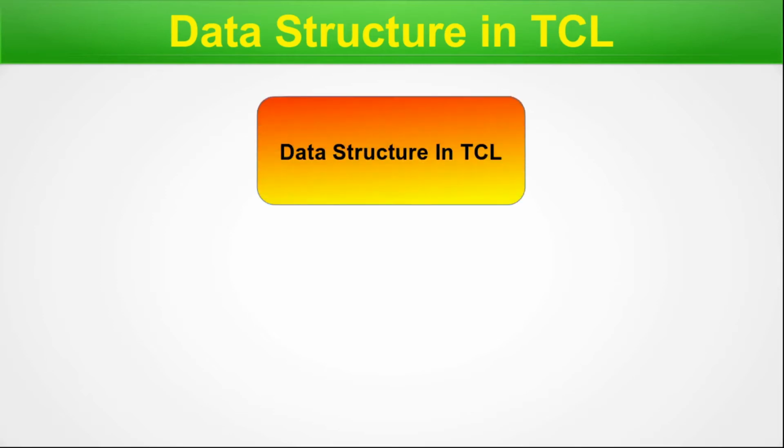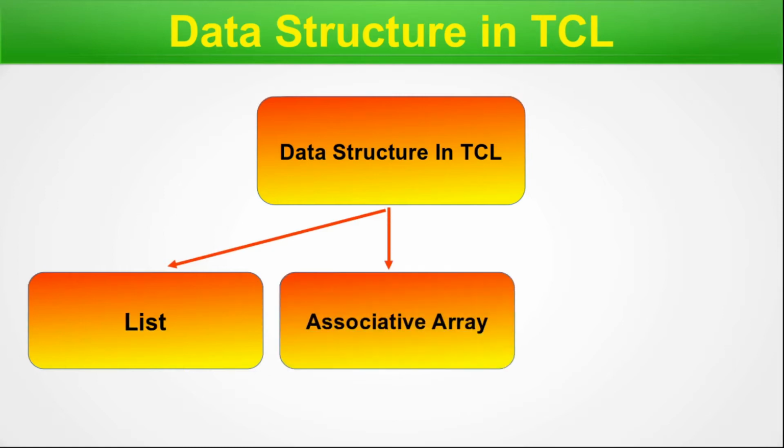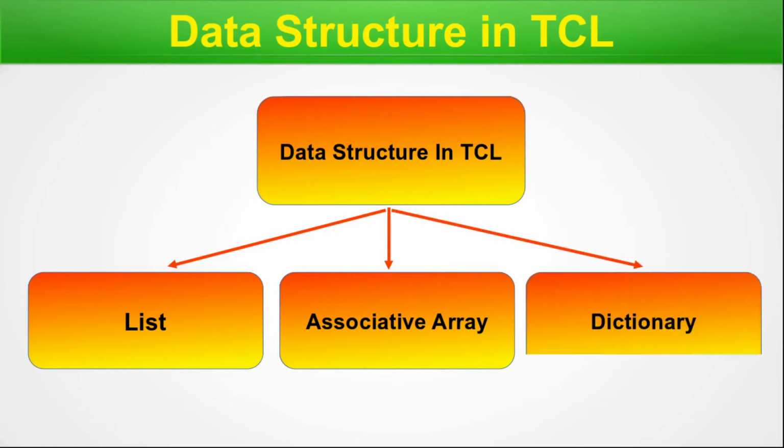So what are the three data structures that are available in Tickle? The first one is list. The second one is called associative array. The third one, which is the newest and latest, is called dictionary. So we will go one by one for them.